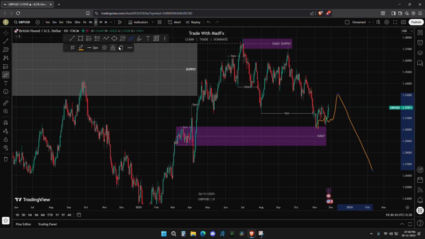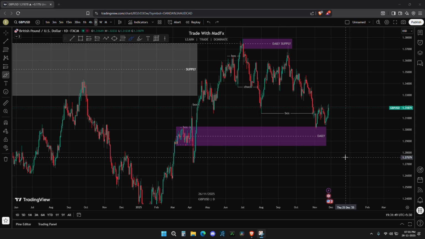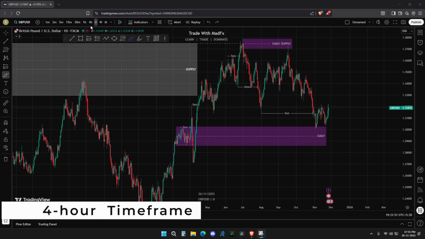But this is only our first confirmation, and only half the battle has been won. Before we risk our hard-earned money, we need to see a second confirmation. And for that we will need to go to a lower time frame. So let us switch to a 4-hour time frame.